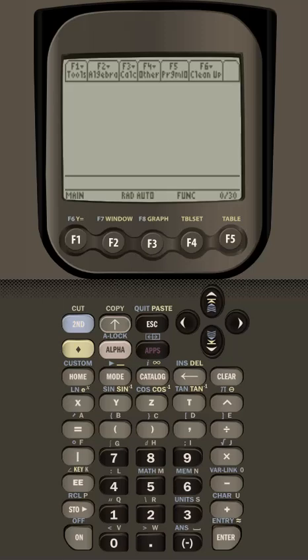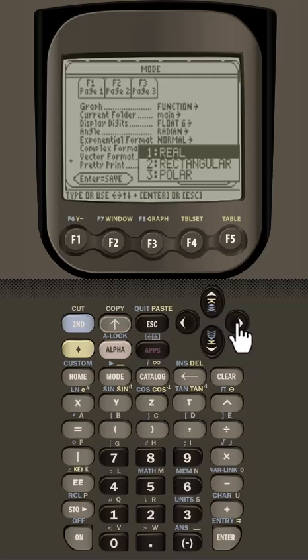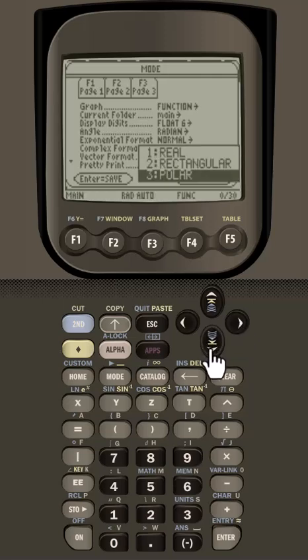It does lots of stuff, so I can't show you all of it, but we're just going to deal with the complex numbers today. The first thing you'll want to decide is how you want to display your complex numbers. So you'll press mode, and you have the choices between real, which you don't want, or rectangular or polar. It doesn't really matter if you choose rectangular or polar. Probably polar is most convenient.